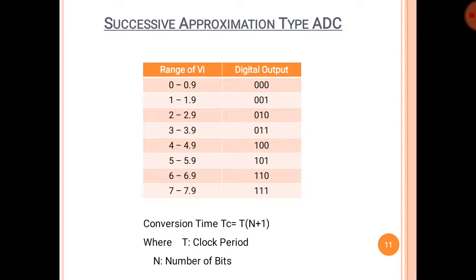The total time required for this conversion is called the conversion time, given as TC equals T into (n plus 1), where T is the clock period and n is the number of bits. In this example it is 3, so 3 plus 1 is 4, 4 into T. One clock cycle is required for each bit, and for the complete processing it consumes one more clock cycle. So if it is a 3-bit successive approximation type ADC, then a total of 4 clock cycles are required for this.